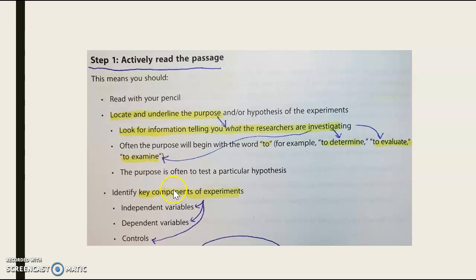Make sure that you identify the key components of the experiments. What are the independent variables? What are the dependent variables? And what are the controls? Once again, independent variables are things that are kept consistent across the board, and dependent variables, that is the information that's actually collected from them. Controls, these are things that are used to show that an independent variable actually does make a difference. So we'll see some examples of that moving forward.